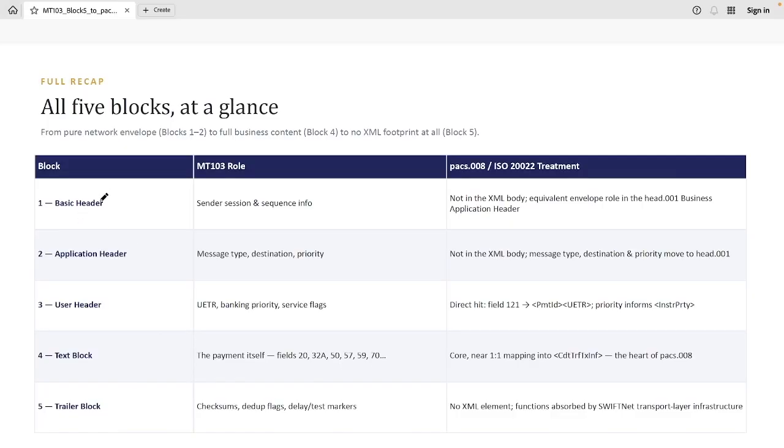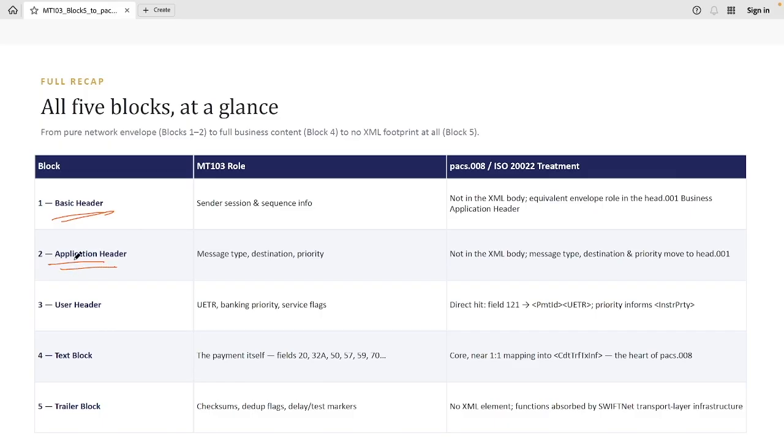Let's begin with block 1, the basic header. Block 1 basically contains the FIN sender interface, session and sequence information. The FIN session number and sequence number do not have a direct destination in the pacs.008 business body or in the ISO 20022 business application header. However, the identity of the sending and receiving organization may be represented in the business application header through From and To.